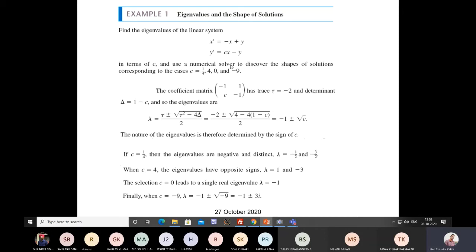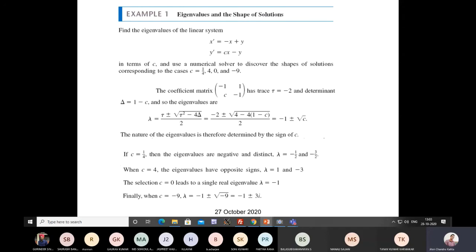Say here, you know that the coefficient matrix is given by this, and you know that the trace is nothing but the sum of these diagonal entries. This is -2, and the determinant is simply 1 minus c. So the eigenvalues are given by this. Obviously, the nature of the eigenvalues is going to be determined by the sign of c. Is it okay with everybody?